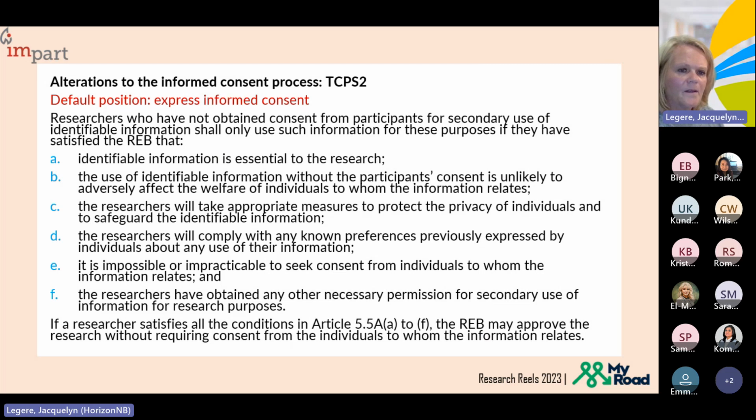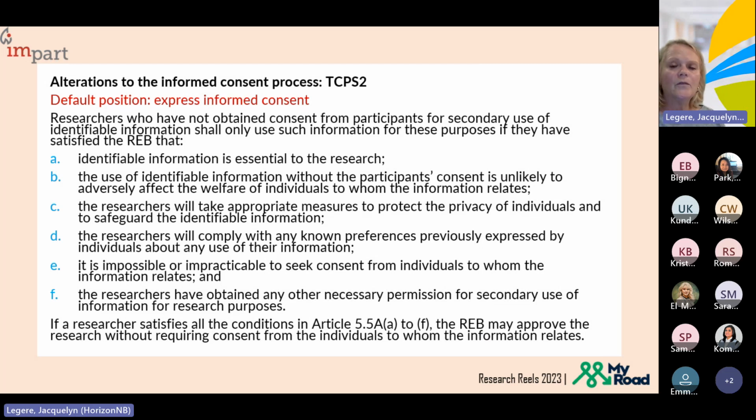Another alteration of the informed consent process is waiver of consent. So the TCPS2 is the Tri-Council Policy Statement, and those are the Canadian ethical guidelines on conduct of human research that was put out by the tri-agencies, so CIHR, SSHRC, and NSERC. And they're pretty consistent with the privacy legislation. So I have in bold red, the default position is always to get express written informed consent.